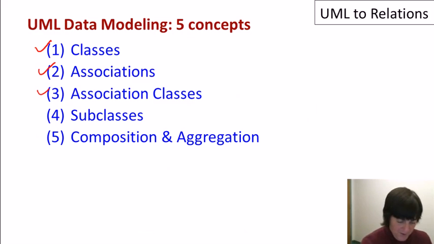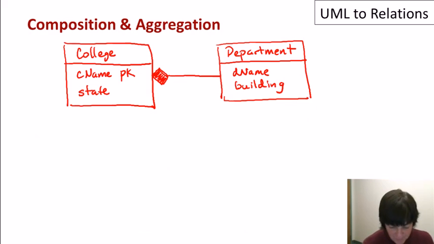Woo, so that was a big one, but you'll be glad to know that composition and aggregation is going to be quite quick. So here is our example where we have our college class as usual, but colleges contain departments, and this solid diamond here is the composition operator that says that we have objects from the right-hand side class that are components of the left-hand side objects.